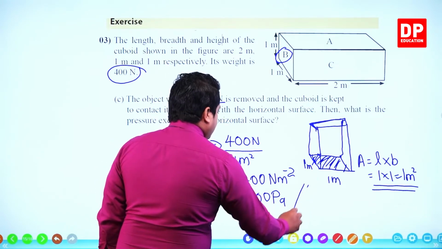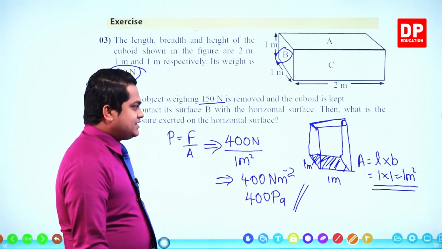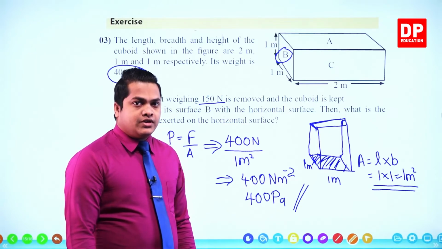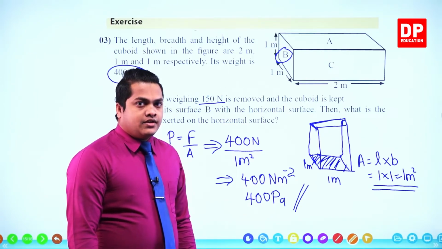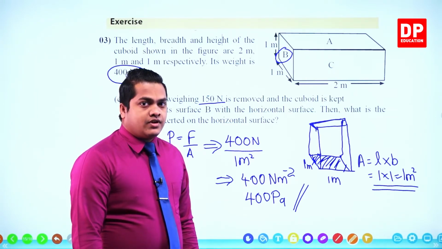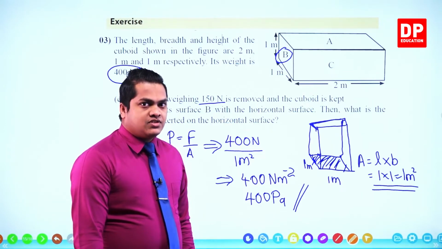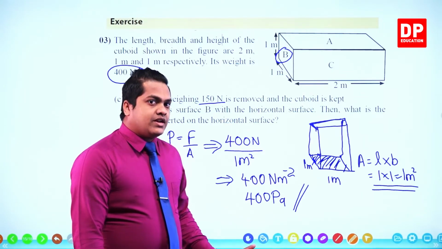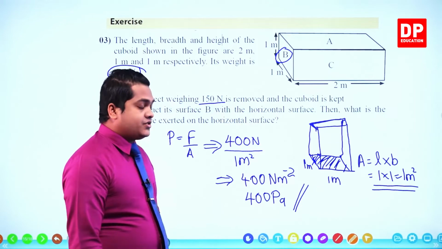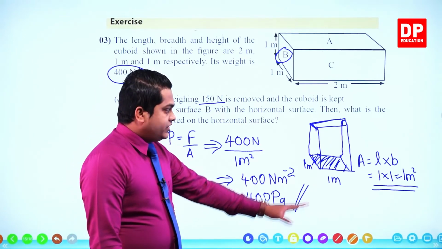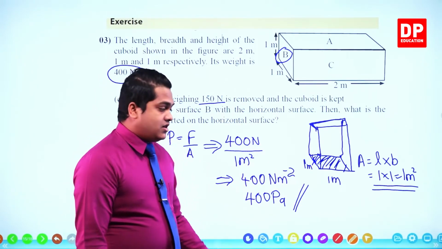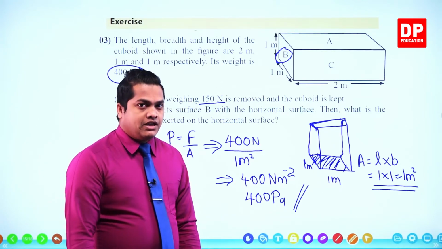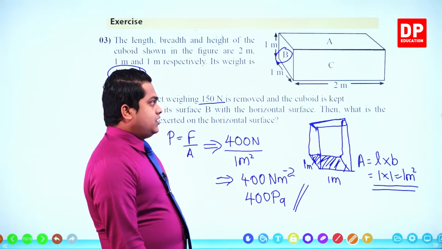As you can see here, when you decrease the contact surface area while keeping the same force, you can clearly observe the pressure is going to increase. When you decrease the contact surface area, pressure is going to dramatically increase.